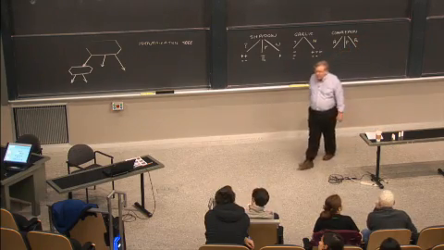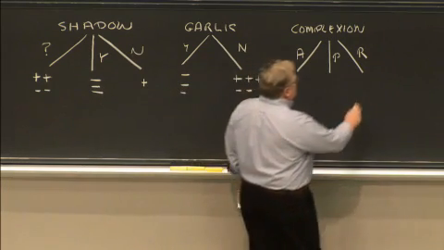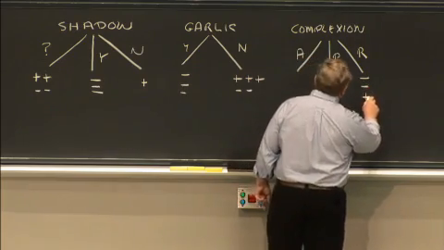Once again, we have to go back to our data set to see how this test divides things up. So there are 3 ruddies, and one's a no, and one's a yes. So 2 no's and a yes.